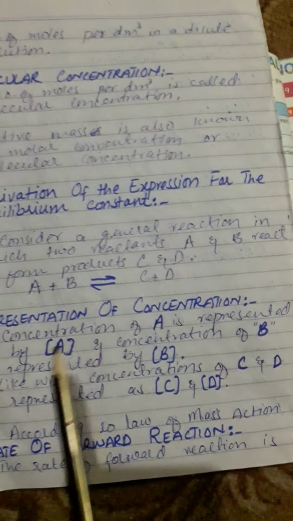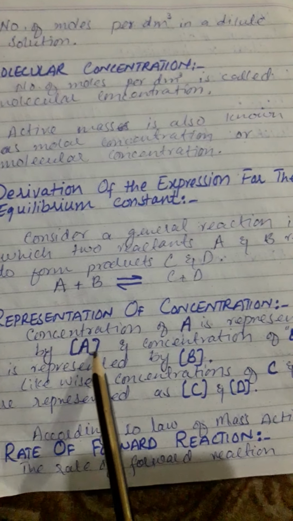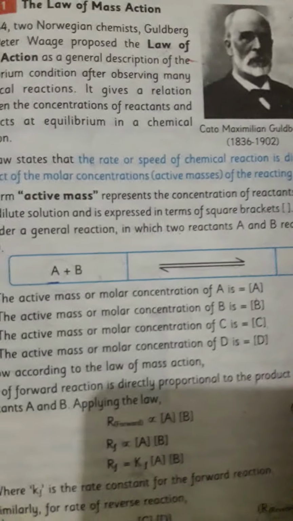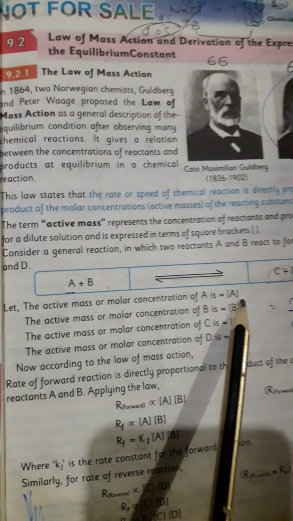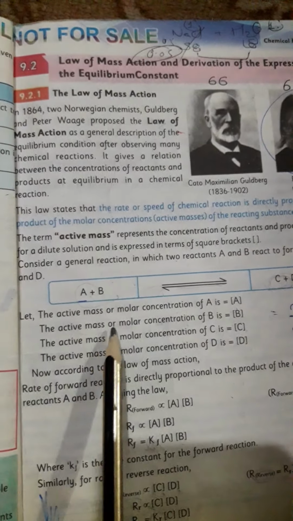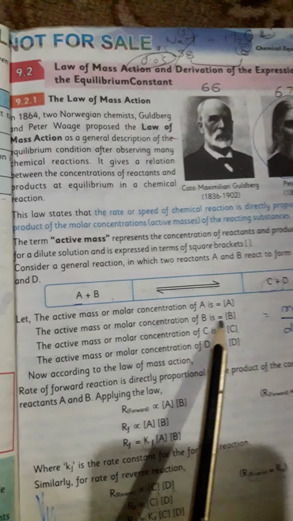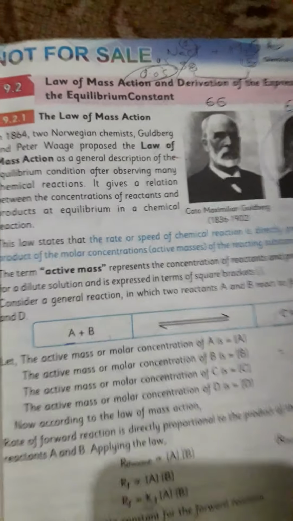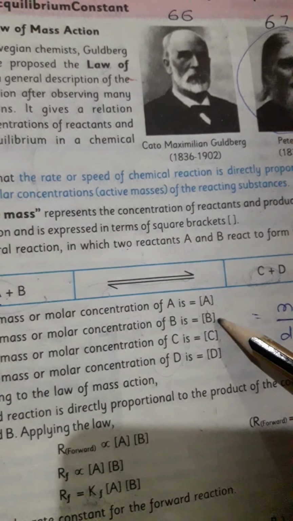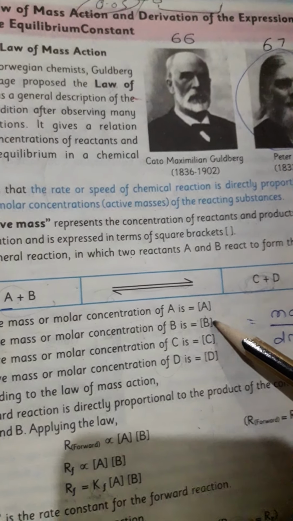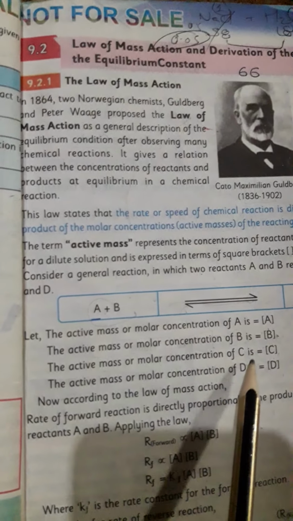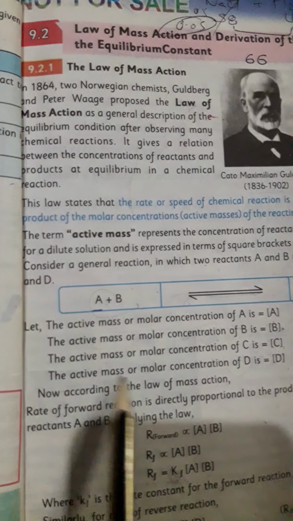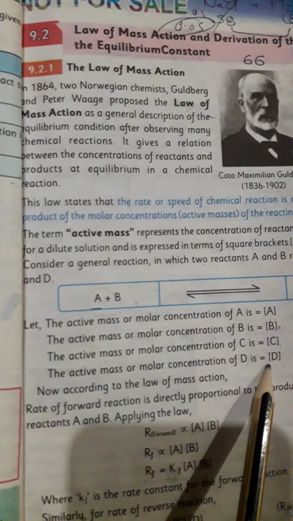Concentration of A will be represented by this. This bracket means the concentration of any reactant, or you can see in your book the active mass or molar concentration of A will be equal to this. The active mass or molar concentration of B will be like this. It means that this bracket indicates the molar concentration or the molecular concentration. The active mass or molar concentration of C will be like this, and the active mass or molar concentration of D will be equal to this.